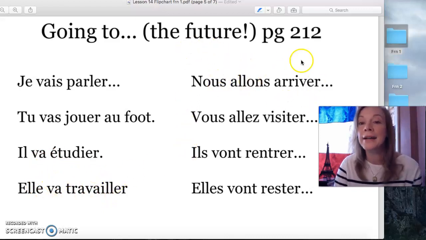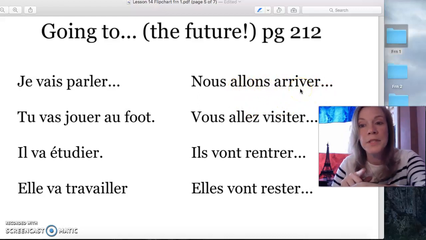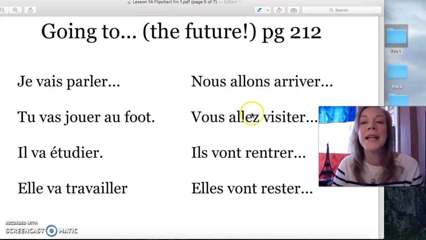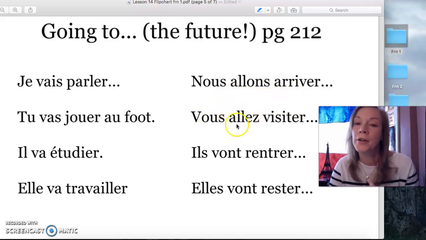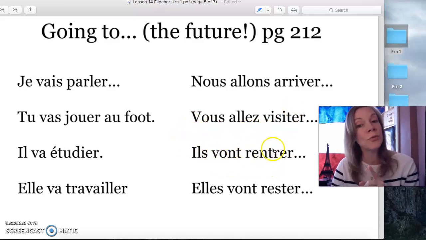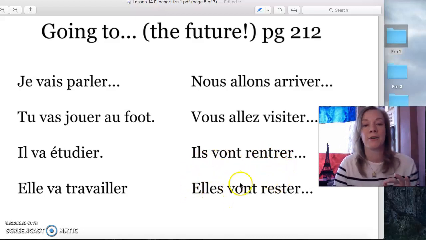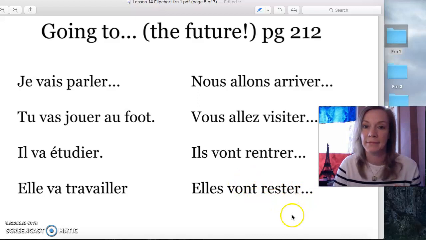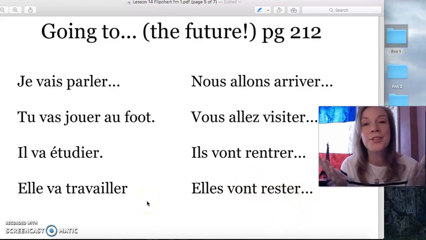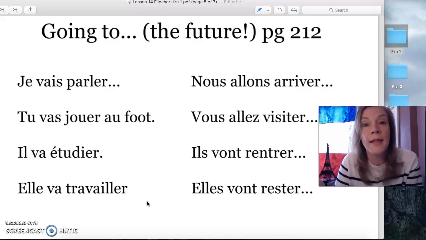Nous allons arriver. We are going to arrive à 10 heures. Vous allez visiter. You are going to visit. Ils vont rentrer. They are going to return. Et elles vont rester. They are going to stay. So you see how it's used just like in English. You say, je vais, I'm going. And then you use the infinitive of whatever it is you're going to do.